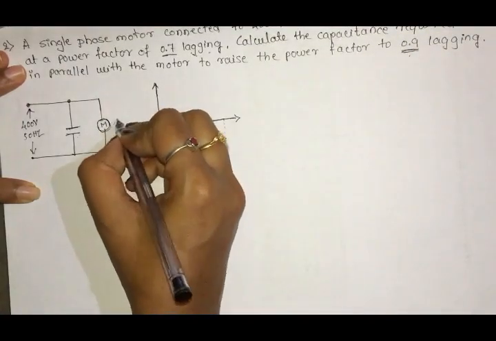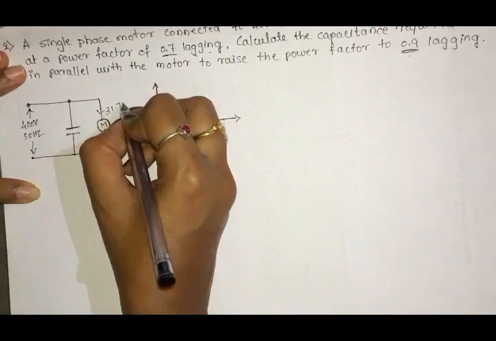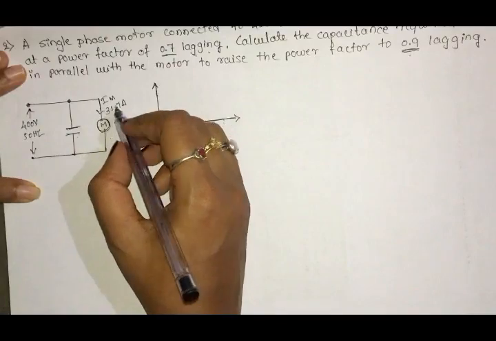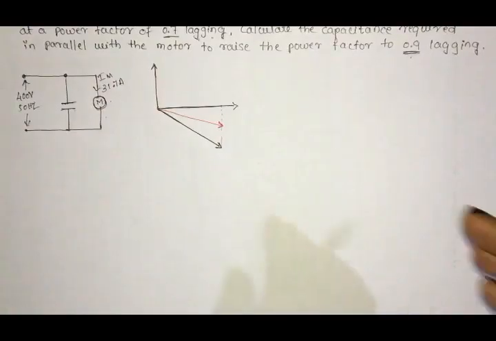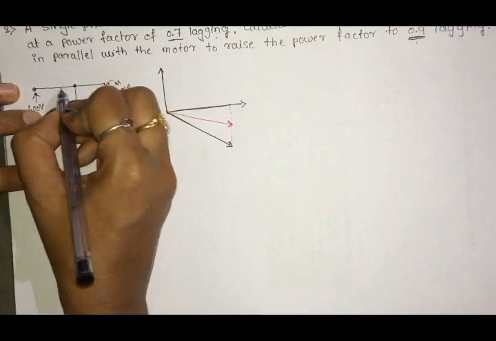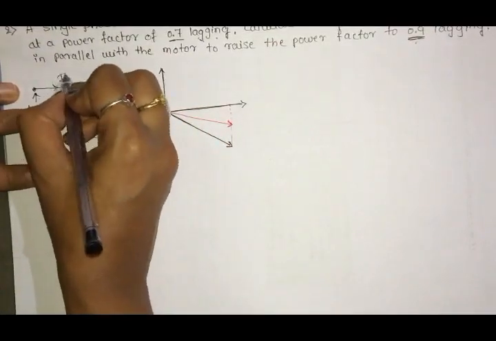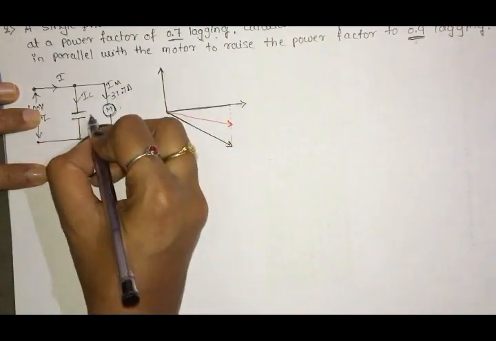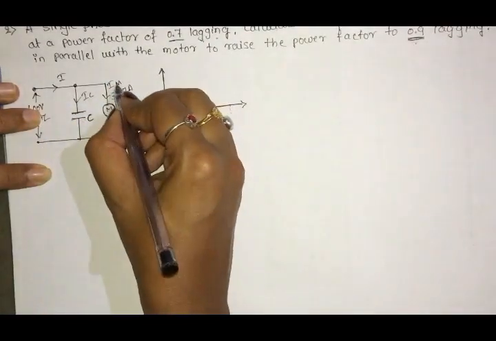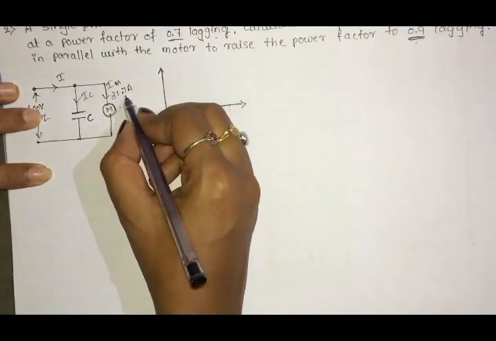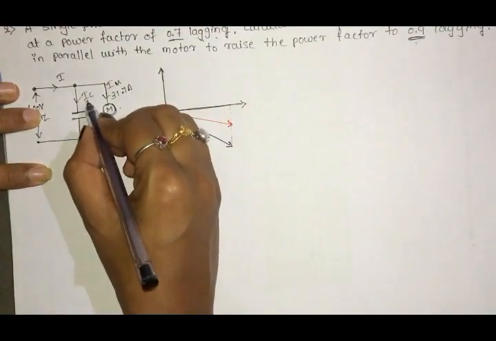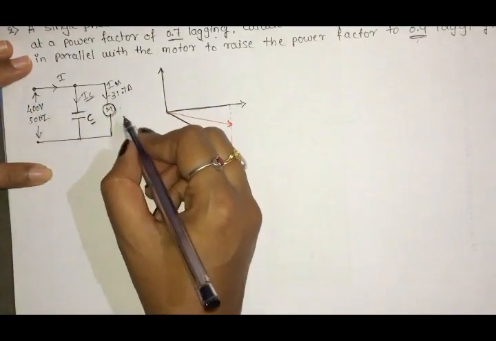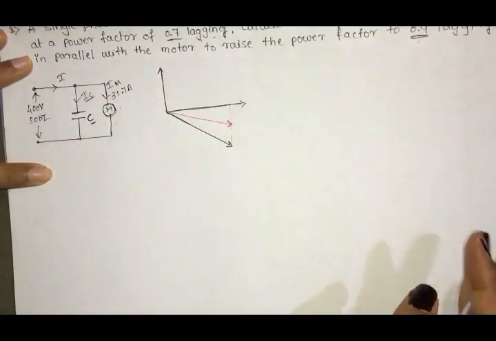Next, this load takes 31.7 amperes of current, which I am going to name IM. Then I can mention this is the total current, and the current flowing through the capacitor is IC. This is the capacitor C, and this is the motor current, which is 31.7 amperes. So we need to find IC and the value of the capacitor. These all are given values.